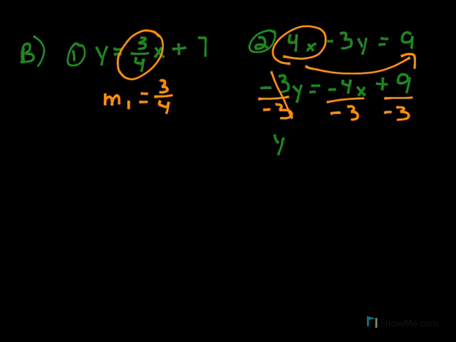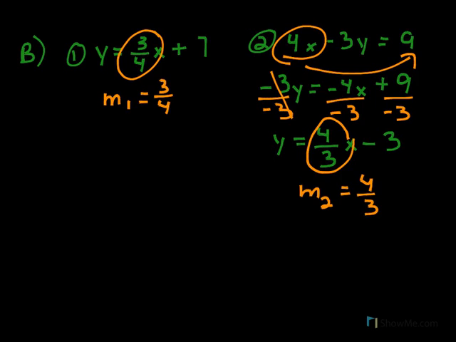You get y equals, and negative divided by negative is a positive, so we get positive 4 over 3x. Positive divided by a negative is a negative, so this is going to be minus 9 divided by 3, which is 3. So you get y equals 4 over 3x minus 3, and 4 over 3 is the slope. Now you can see it. The slope of the second line is 4 over 3. The slope of my first line is 3 over 4, and the slope of the second line is 4 over 3.